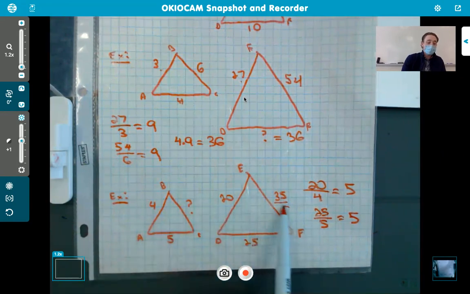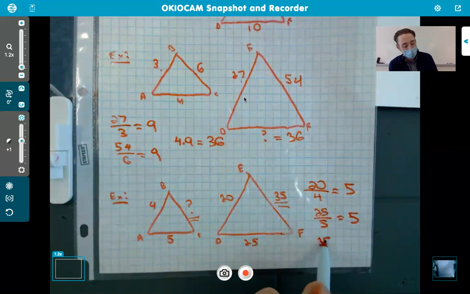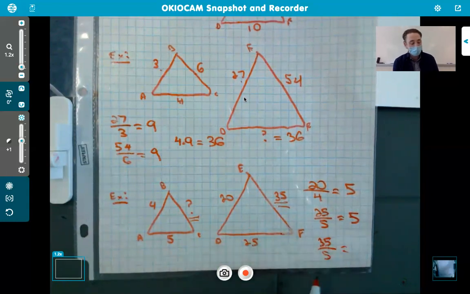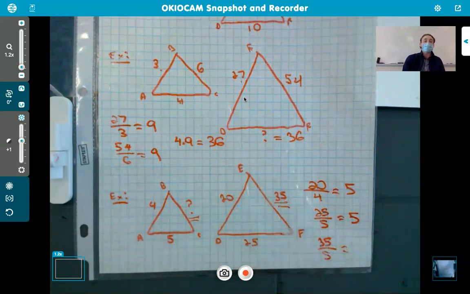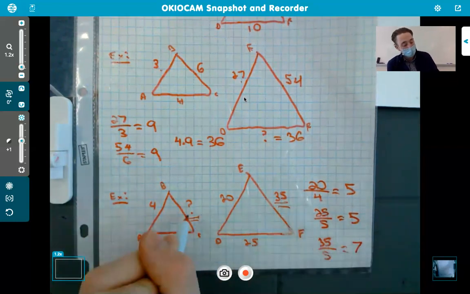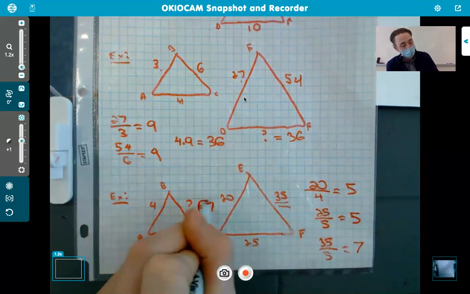So then I have a 35 over here. I'm trying to find this missing length. So I'll take 35 and divide that by 5. And I should get the missing length over there for that triangle. What's 35 divided by 5? 7. Good. And then that is my missing length for that side.